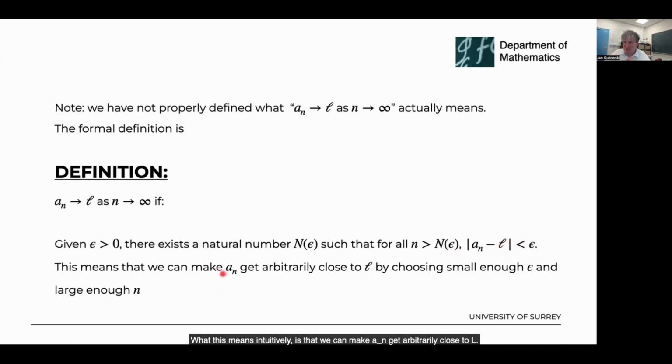What this means intuitively is that we can make a_n get arbitrarily close to L, that's the closeness condition essentially, by choosing small enough epsilon and large enough n. So when we write this down here, we should think of epsilon as being very, very small and n being very, very large. And provided this property holds, then the distance between a_n and L is very, very small. So that's the definition. We're not going to really use it formally, but there it is.